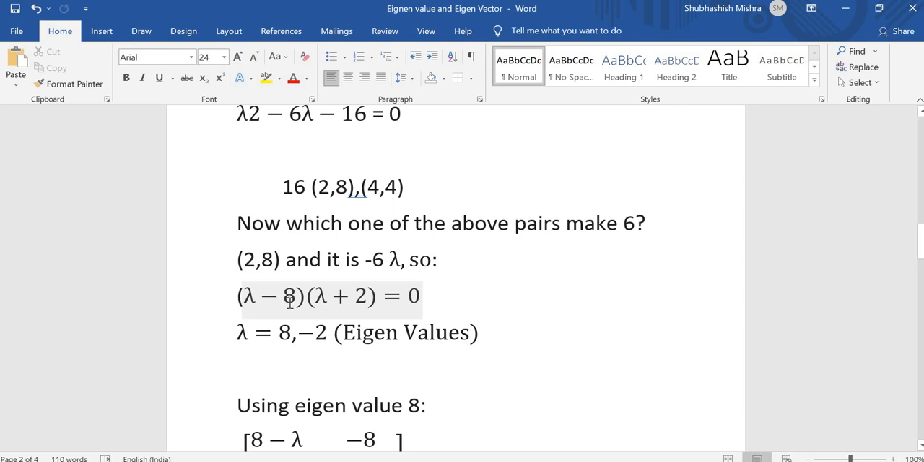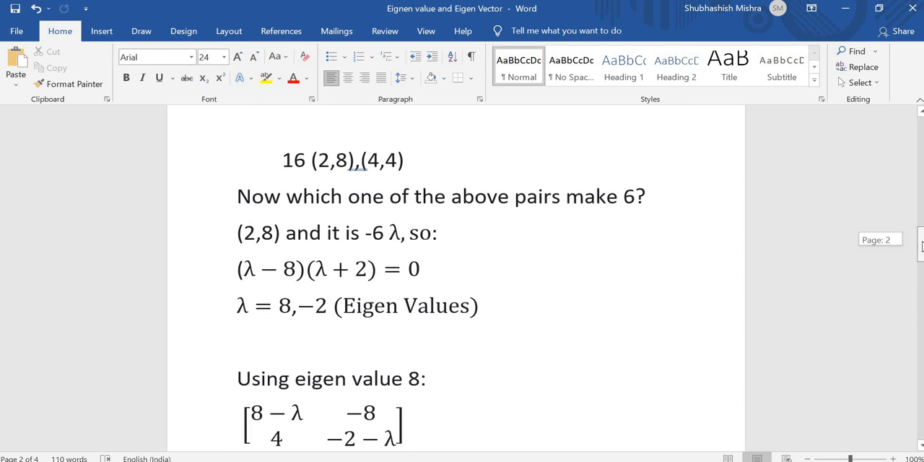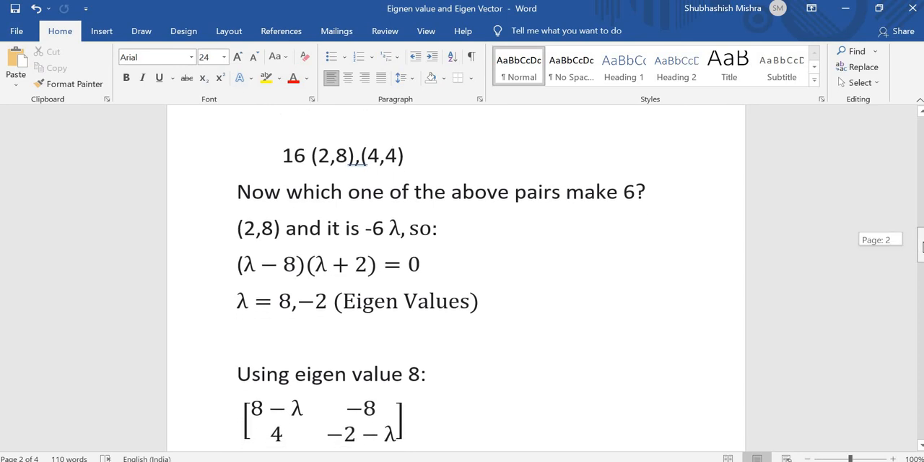Alright, so lambda minus 8 into lambda plus 2 will give us 0. So lambda will be 8 and minus 2. So these are the two eigenvalues for this 2 cross 2 matrix that we have found. Now this is how we find the eigenvalues. Now, corresponding to these eigenvalues, we will find the eigenvectors.